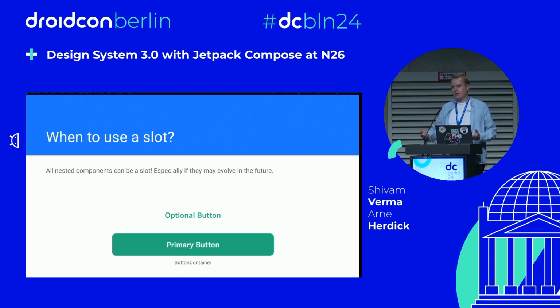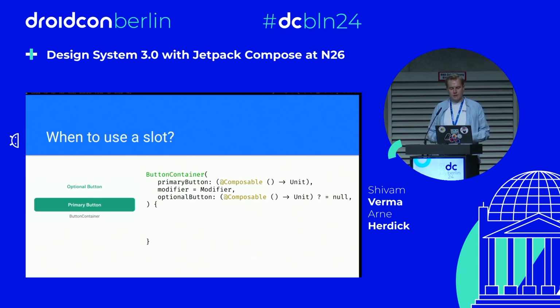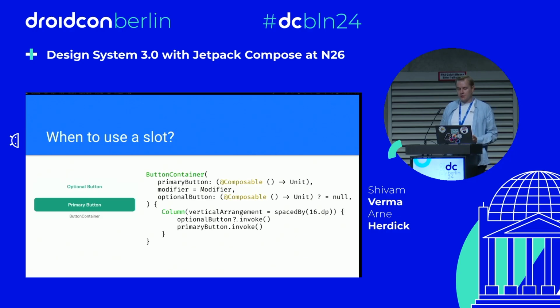So you could argue, okay, the developer can build this themselves. But if you look at the implementation, you see that we have two slots, the primary button and the optional button. And the implementation of this function is just some spacing and the two slots. So while doing this might not seem like a big thing, it works really well. It gives us this composability, and we're really flexible if we have some evolution with the button container in the future. And there's even more advantages that we will talk about in the achievements section.